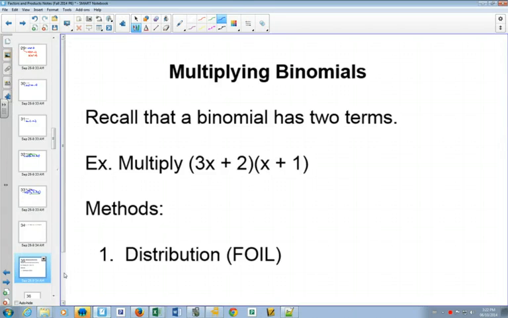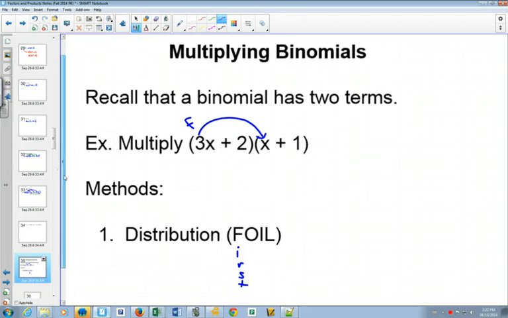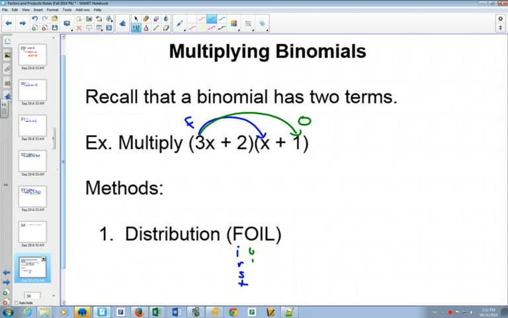FOIL is just an acronym. So when you multiply and have to distribute, you have to multiply the first ones. That's all the F stands for. Make sure you multiply the first ones in the brackets. You also have to multiply the outside ones. And that's what the O stands for.